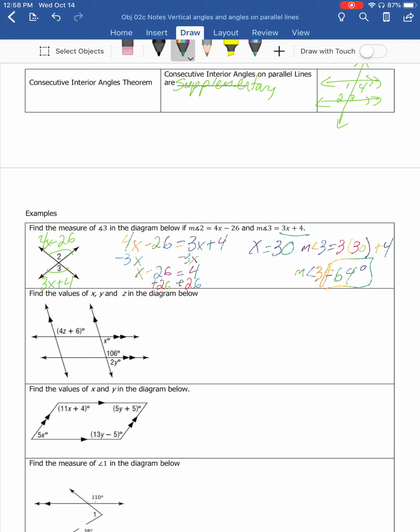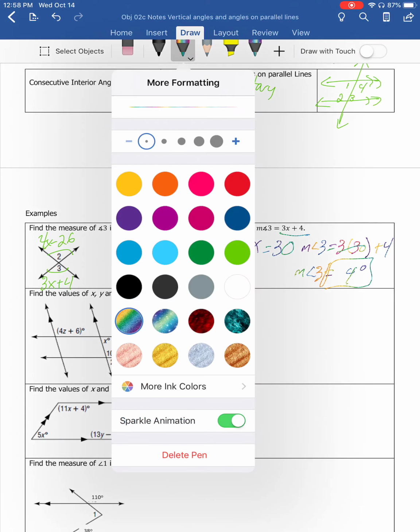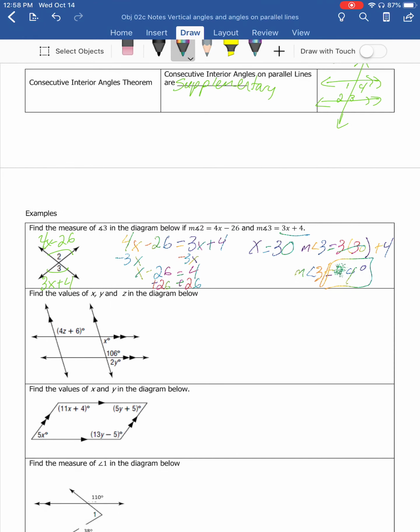If I put 30 in here, 3 times 30 is 90. Excuse me, guys. 90 plus 4 is going to be 94. Of course, that's actually a good thing to catch. The only reason why I caught that mistake is because I know if I plug it into this problem, I should get the same thing because vertical angles are congruent. So 4 times 30 is 120. 120 minus 26 is going to be 94.